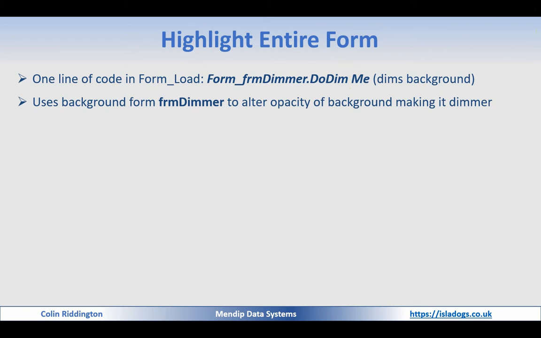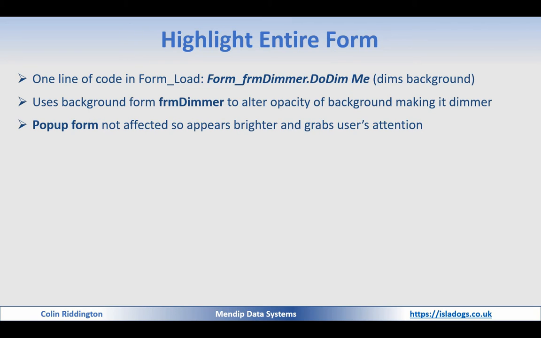This uses a background form, frmDimmer, and it alters the opacity of the background, making it dimmer. The current form must be a pop-up, so it's above the application window and unaffected by changes to it. So therefore, that's not affected, it appears brighter, and it grabs the user's attention.